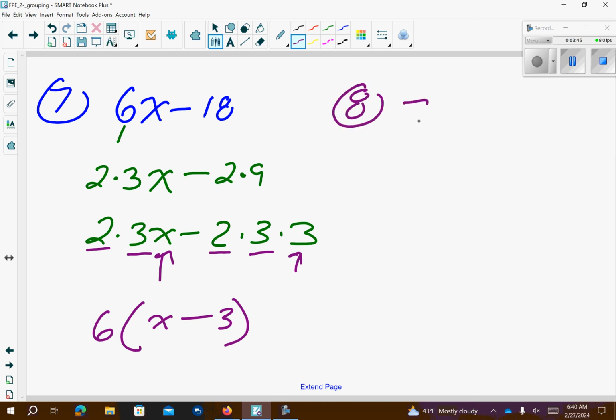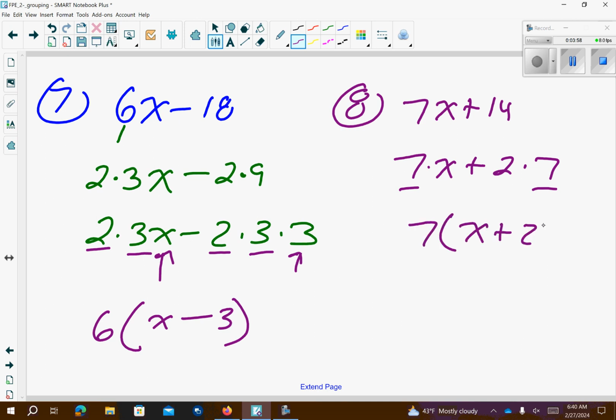Problem number 8, I have 7x plus 14. Can't really break 7 down, so it's just 7 times x, but 14 will break down to 2 times 7. I then have a 7 in common between the two, bring that out front, and I have x plus 2. Remember, if you wanted to double check if you did it right, just distribute over: 7 times x, 7x, 7 times 2, 14. Yeah, it works.